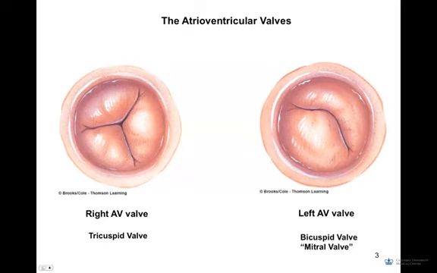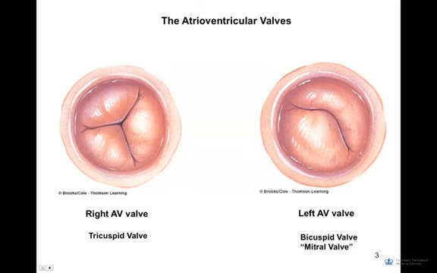The valves that we find between atria and ventricles include the two that we're looking at right here in this slide. On the right side, we're looking at the right atrioventricular valve, or AV valve, which is also sometimes called the tricuspid valve. It's called the tricuspid because, as you can see, there are three leaflets. There are three cusps to this valve. And on the left side, we've got the left AV valve, also called the bicuspid valve or the mitral valve. Okay? Two cusps sitting between the left atrium and the left ventricle.